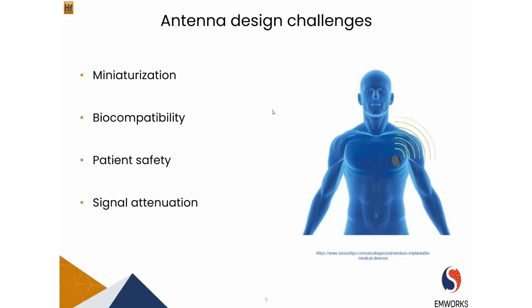Patient safety is also a crucial concern in designing implantable antennas. The antenna must operate safely and effectively within the human body without posing any risk to the patient's health. Finally, signal attenuation is another challenge in designing implantable antennas. The antenna must be capable of transmitting and receiving signals with minimum attenuation, even in the presence of various tissues, fluids, and other materials in the human body.